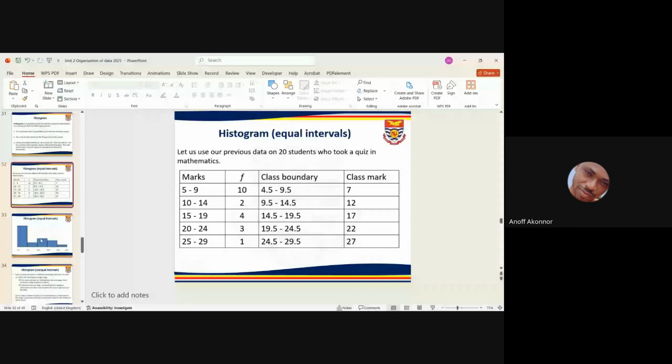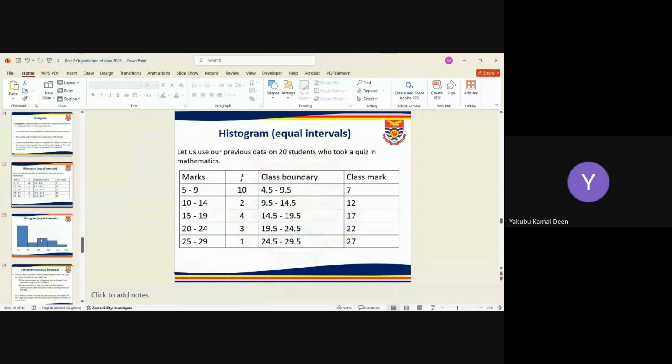But when we come to the cumulative frequency curve, use only the class boundaries. Don't use class midpoints. You'll be marked wrong. I hope you are aware of that too.